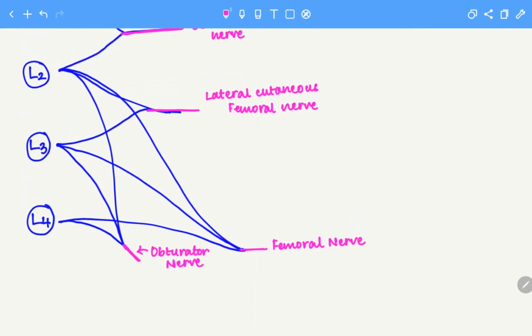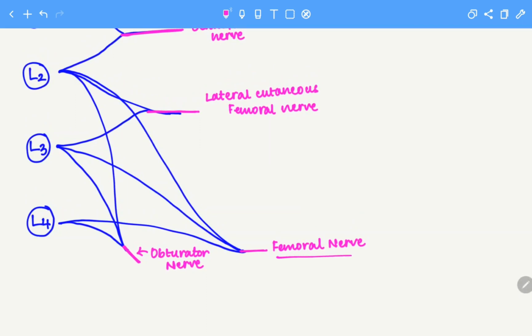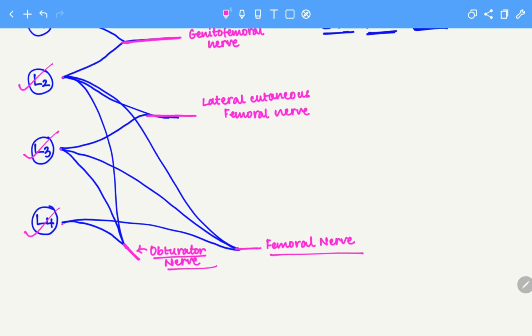Now you might have a question. What is the difference between the femoral nerve and the obturator nerve? If you notice, they have the exact same origin sites. They're all originating from three roots, L2, L3 and L4. So what is the difference between the obturator nerve and the femoral nerve? The femoral nerve is formed by the posterior divisions of the L2, L3 and L4, while the obturator nerve is formed from the anterior divisions of the L2, L3 and L4.